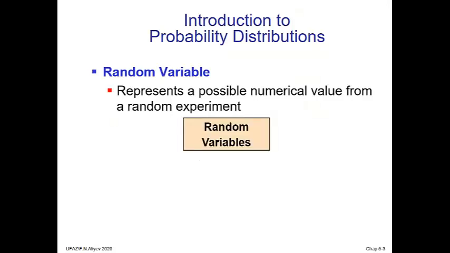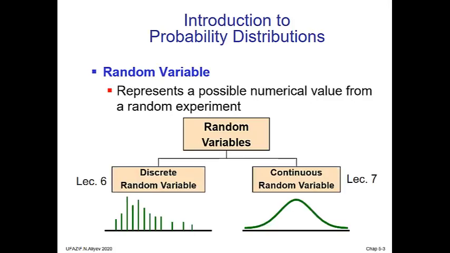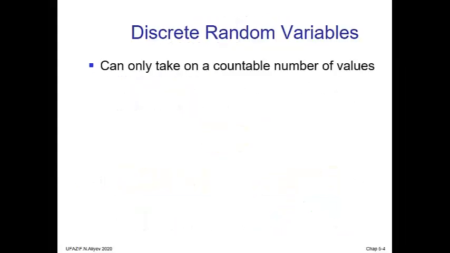Okay? We will learn random variables in two parts. In lecture 6, we start with discrete random variables, and in lecture 7, we will learn continuous random variables. Let's talk about discrete random variables. They can only take on a countable number of values.